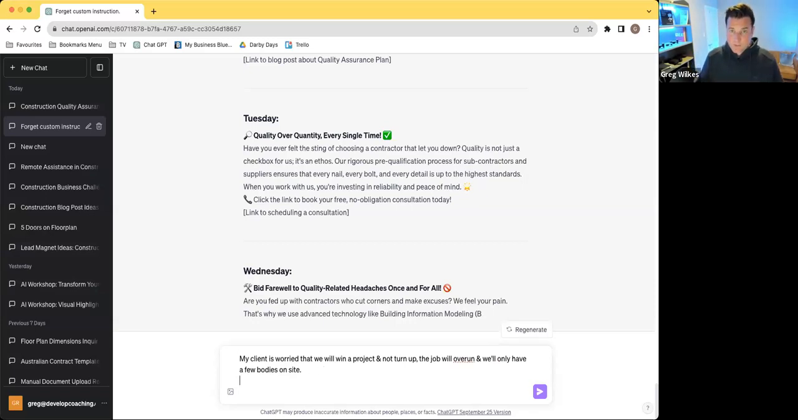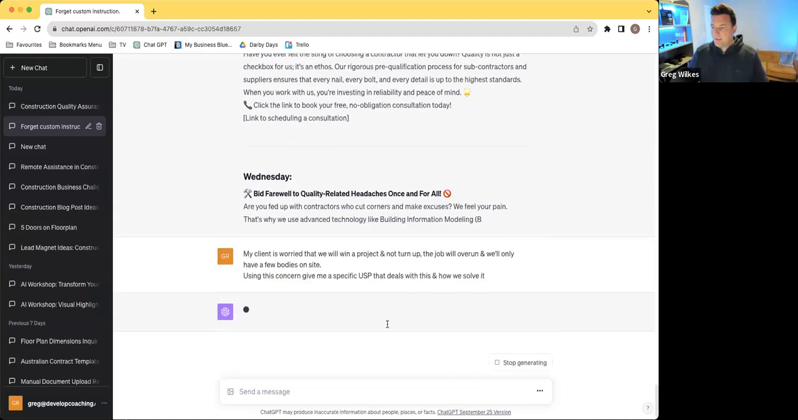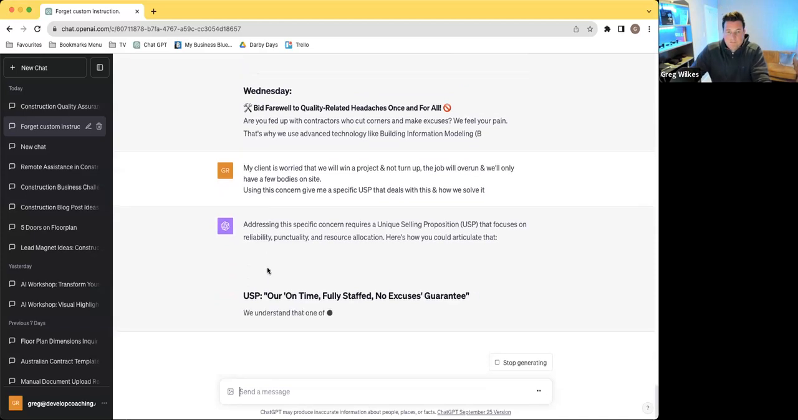And what we want to do is, once we've got that main concern and we've understood what that is, I want you to now say, using this concern, give me a specific USP. So we've already got a USP on our website, which is dealing with their main concerns, but now we've got a really specific concern. Give me a specific USP that deals with this and how we solve it. And what that's going to do is pump out a load of stuff that you can use in your sales literature that goes over on this quote.